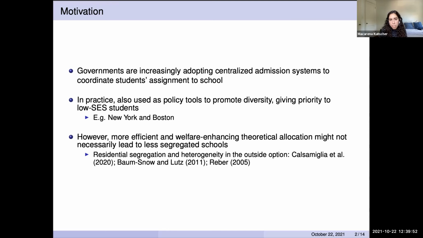Also, heterogeneity in the outside option, which is private schools in this setting, can also lead to similar results. So students from wealthier families can be strategic in the rankings by only applying to the best public schools because they have the chance to opt out to private schools if they are not assigned to their preferred public schools.